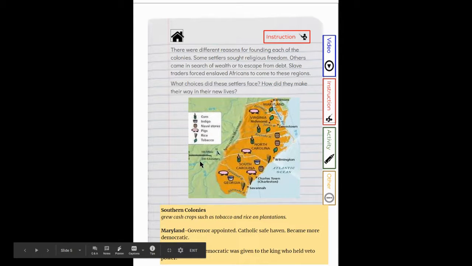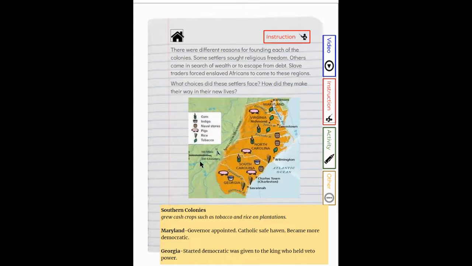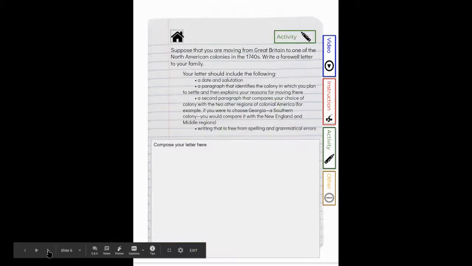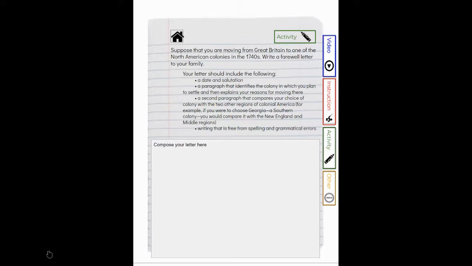There were different reasons for founding each of the colonies. Some settlers sought religious freedom, others came in search of wealth or to escape from debt. Slave traders forced enslaved Africans to come to these regions. What choices did these settlers face? How did they make their way in their new lives? And all of that is information that is a review from all of the work that you have done over these past three lessons.